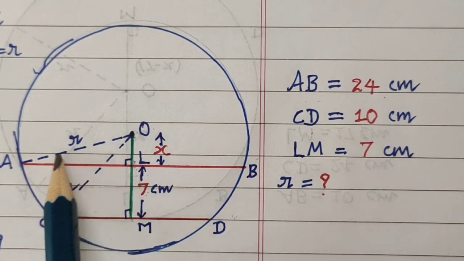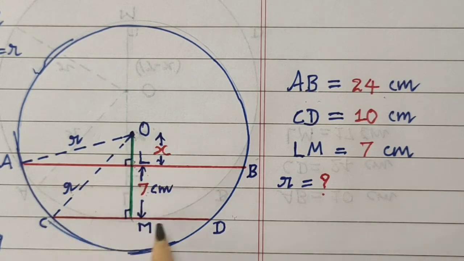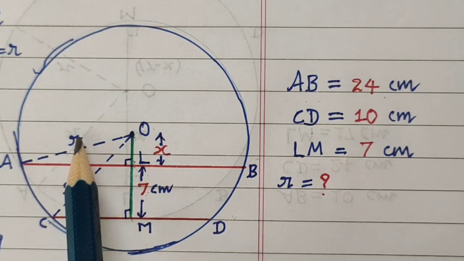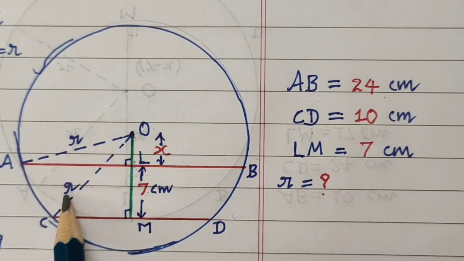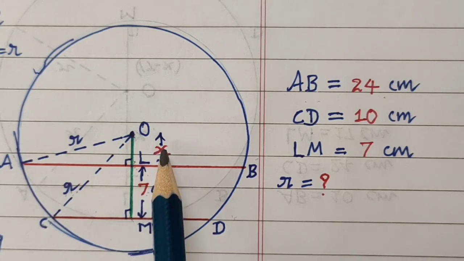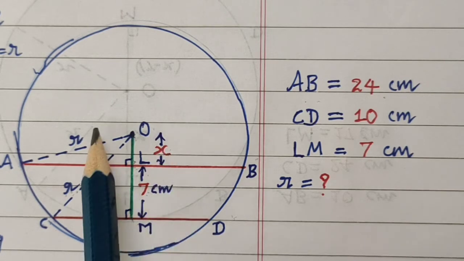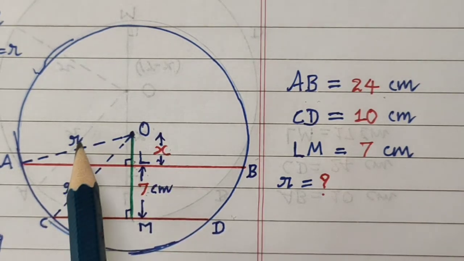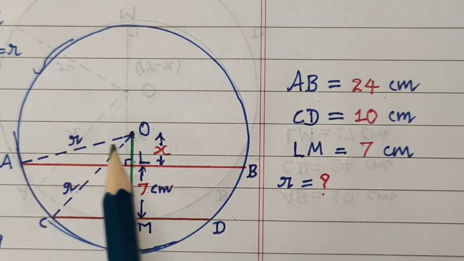So we have two right angle triangles. The radius is the same for both triangles, that is OA is equal to OC. We get the equation for R square in each. If we equate these two equations, we get the value of X. Then we substitute that X in one of these equations, and we get the value of the radius R.